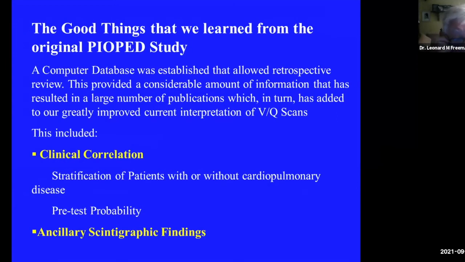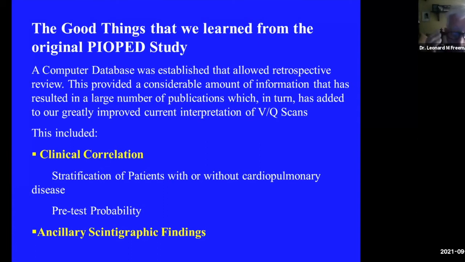But there were some good things. This was in the 1980s, and this was one of the very early computer-based studies. So a computer database was there that they were able to go back to, and they learned a lot of other important things about how to interpret lung scans. First of all, clinical correlation. And we learned the importance of clinical correlation in patients with or without cardiopulmonary disease.